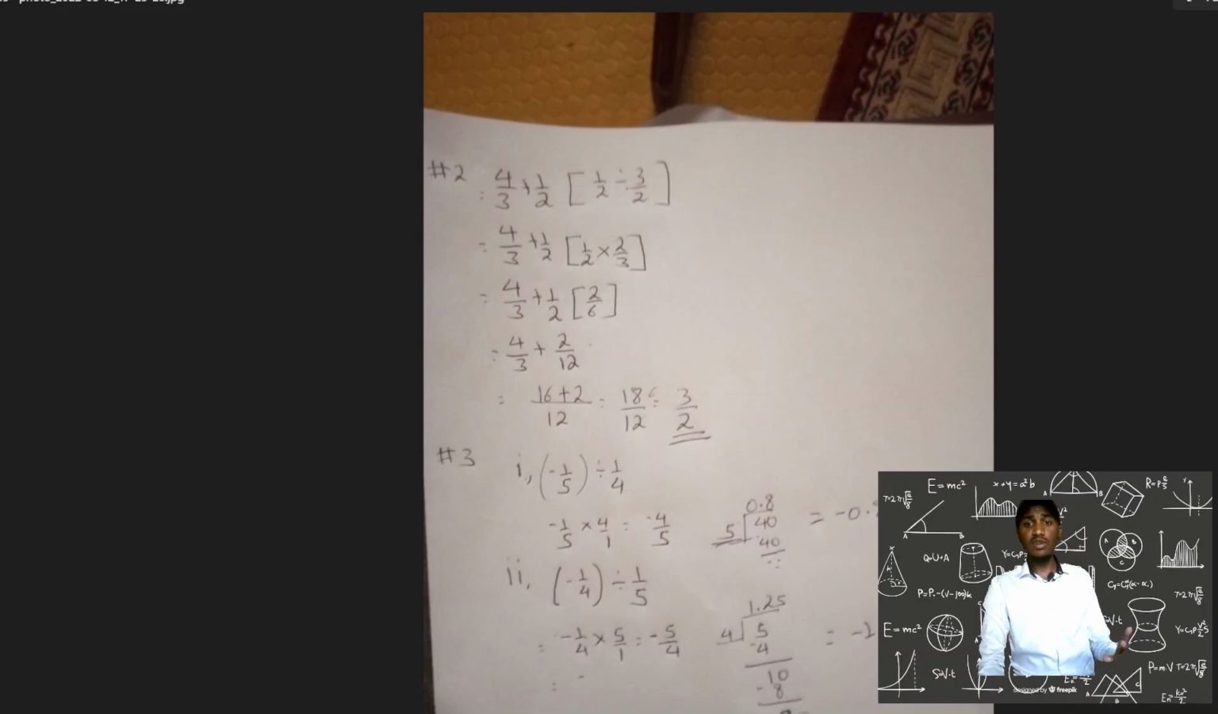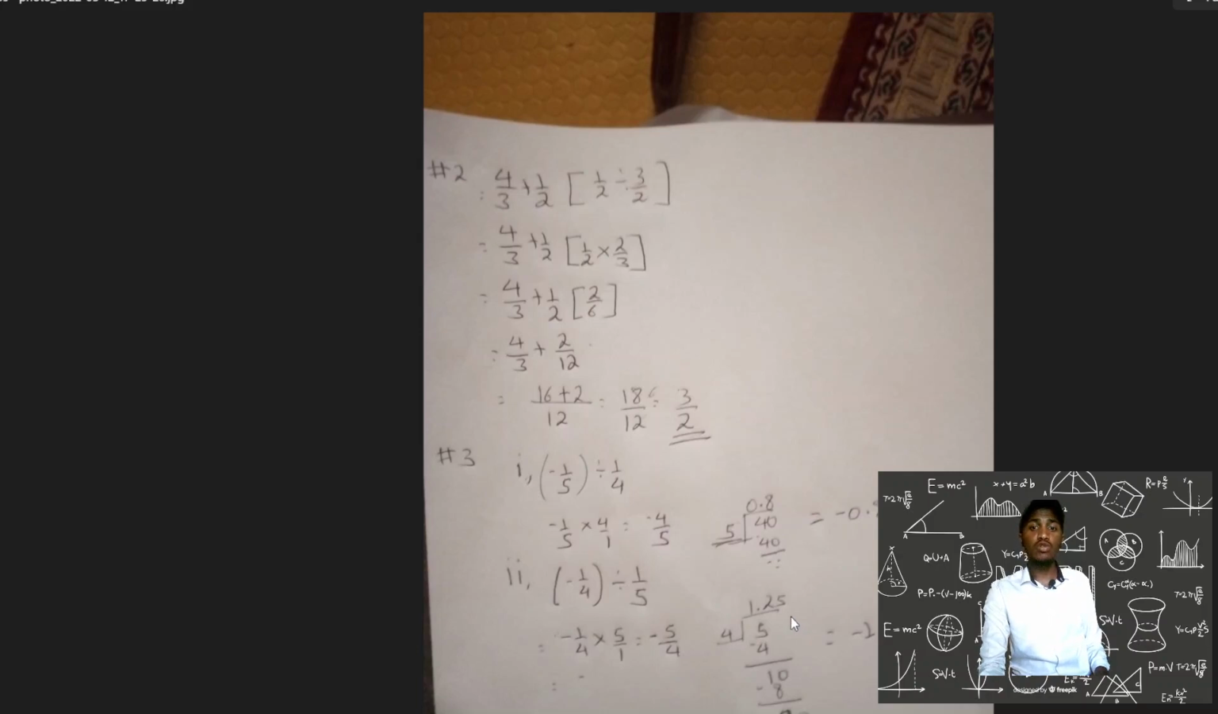Are you with me? So the second one was minus 1 over 4. We are looking for the number which is less than minus 1. So minus 1 over 5 divided by 1 over 5, this means minus 1 over 4 times what? 5 over 1, right? You know the fraction rule, right? A over B divided by C over D means A over B times D over C. So minus 1 times 5 is minus 5, 4 times 1 is 4. So minus 5 over 4. When you divide this, you will get minus 1.25.